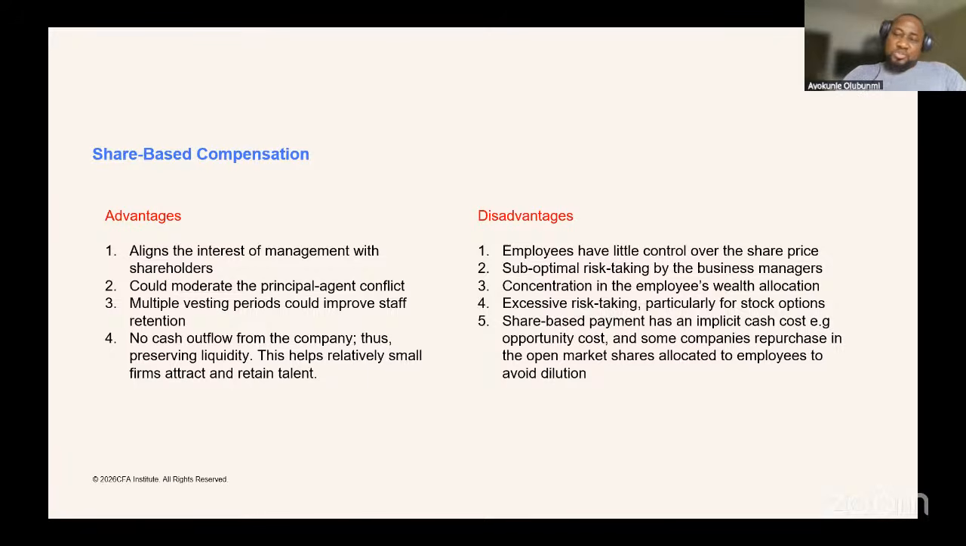Then also, the beauty of share-based compensation is that there is no direct cash outflow from the company, please, which helps the company to preserve liquidity. Please note, it doesn't mean that share-based compensation doesn't have cost implications.